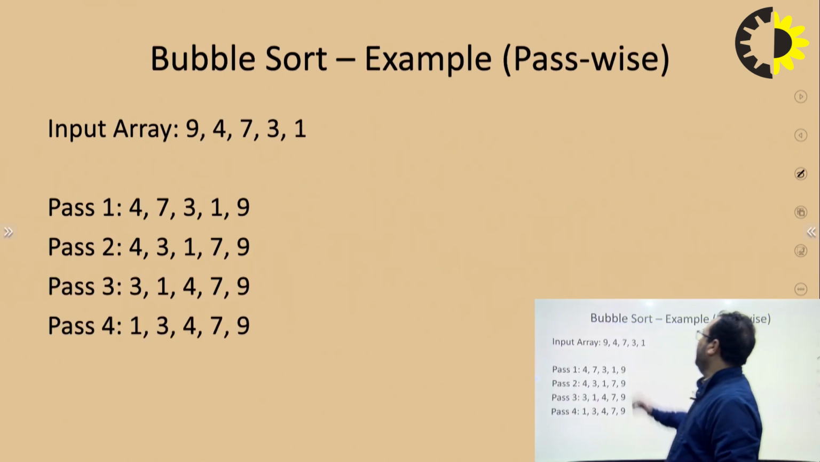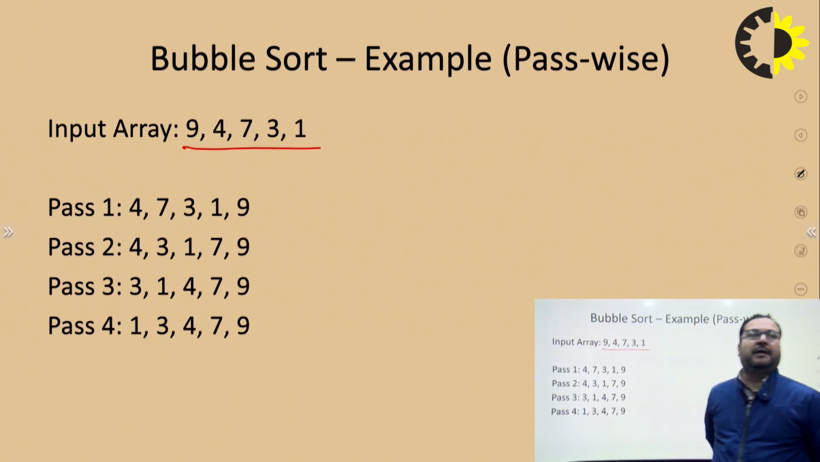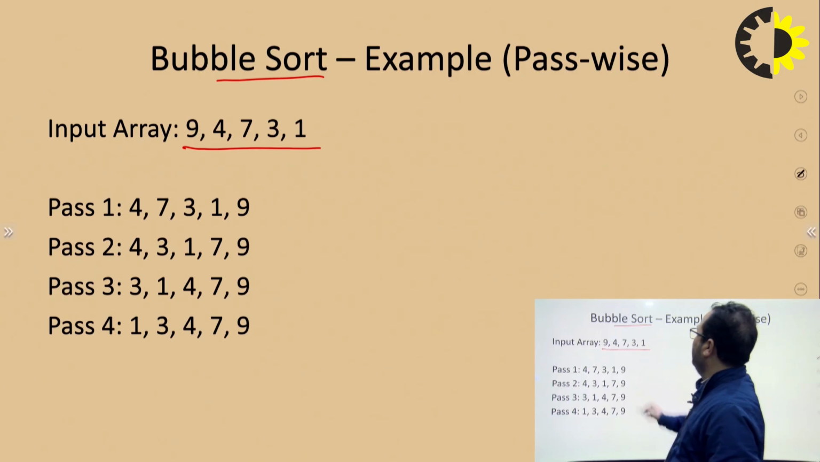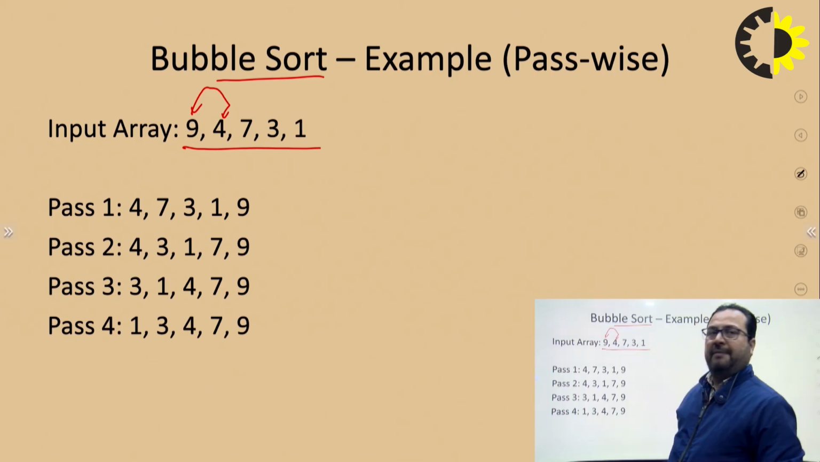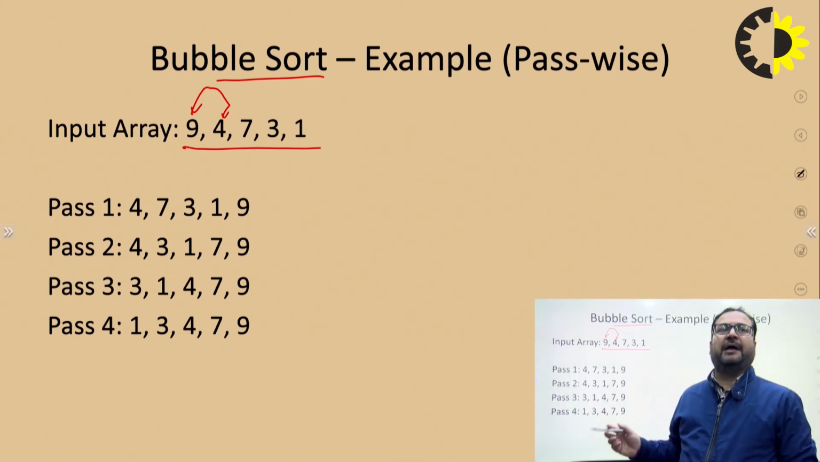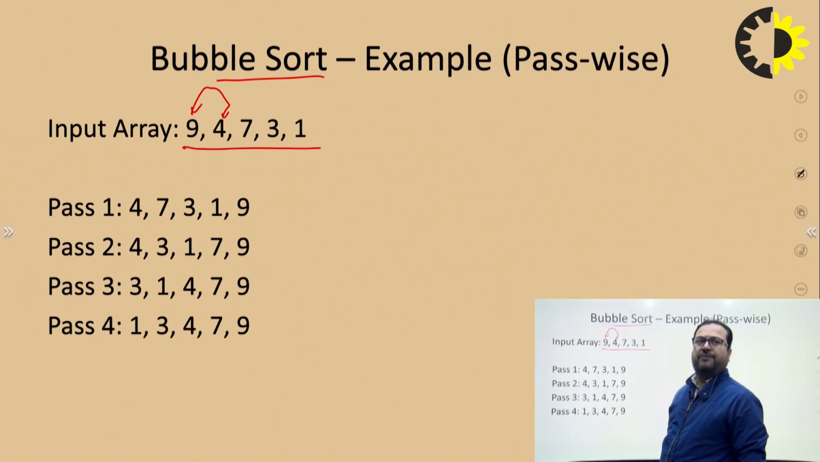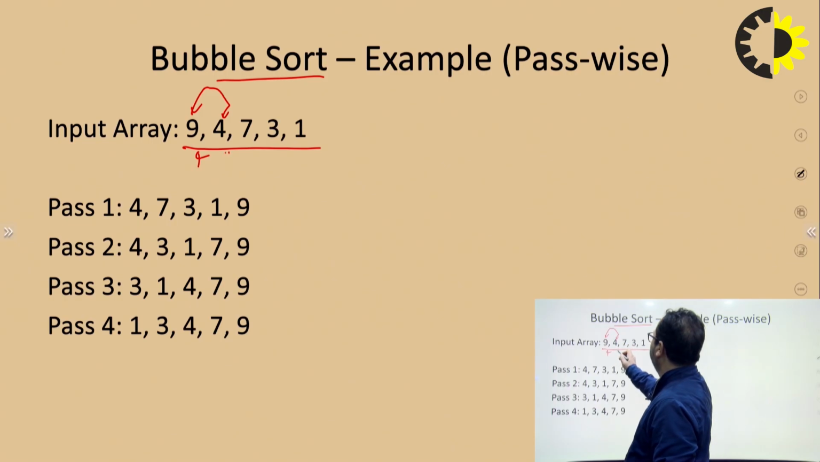For example, suppose we have the elements 9, 4, 7, 3, 1 and we want to arrange them in increasing order using bubble sort. In the first pass we compare the first element with the second element. If the first element is smaller than the second, we will not swap. If the second element is smaller, we simply swap. Here 9 is greater than 4, or 4 is smaller than 9, so we swap these elements. So this becomes 4, 9, 7, 3 and 1.